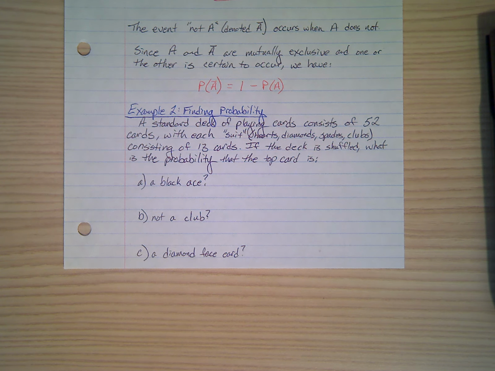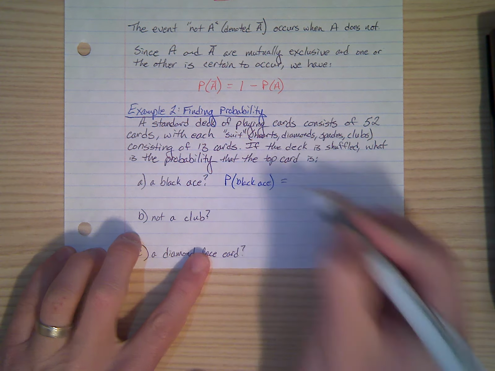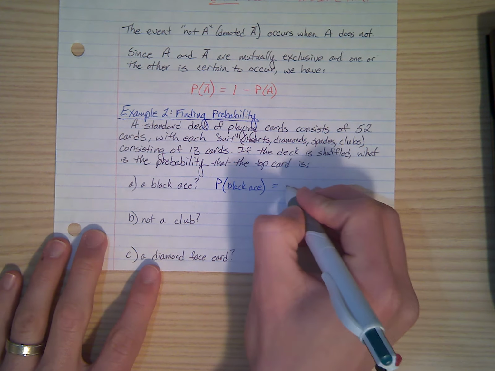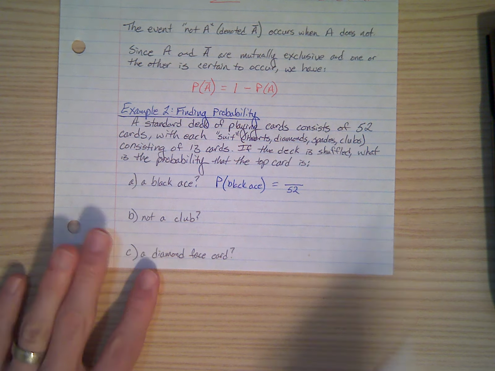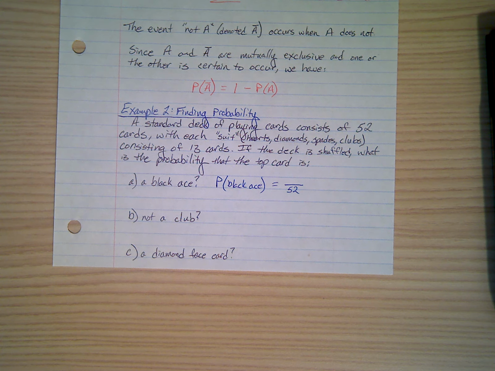Okay, let's look at it. A standard deck of playing cards consists of 52 cards, with each suit, which are hearts, diamonds, spades, and clubs, consisting of 13 numbered cards, ace through king. If the deck is shuffled, what is the probability that the top card is a black ace? Again, we would specify probability of a black ace is equal to, well, it tells us the sample space is 52 cards. So right away we know that this is out of 52.